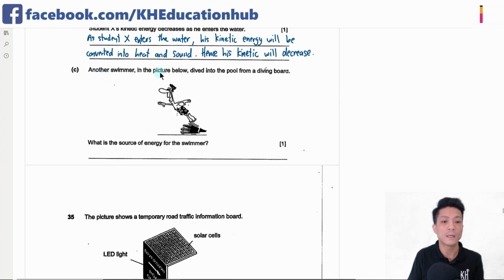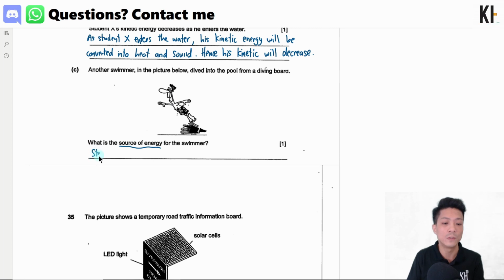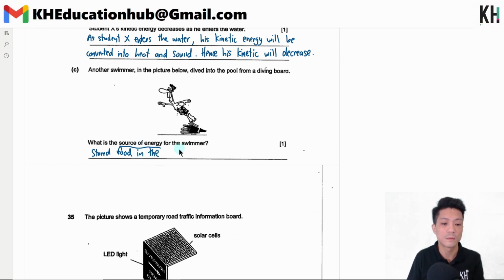Okay, part C, another swimmer in the diagram below dived into the pool from a diving board. What is the source of energy for the swimmer? The source of energy is the stored food in the swimmer.